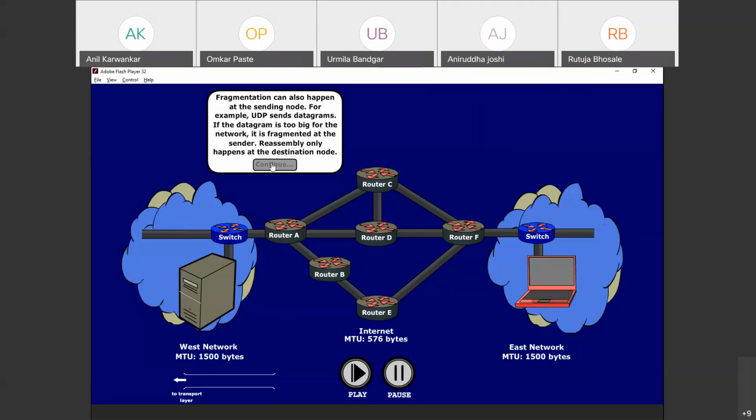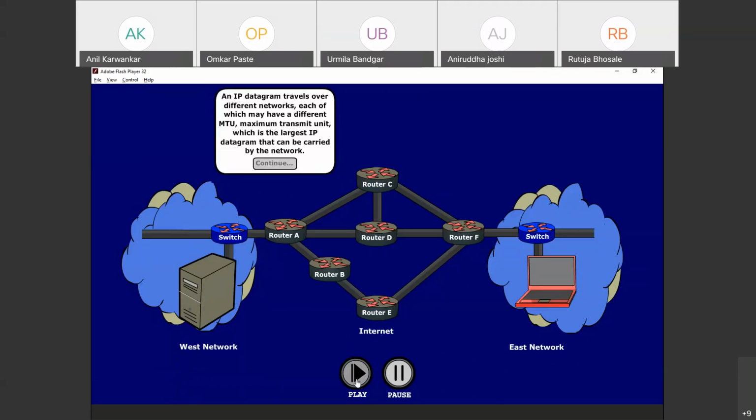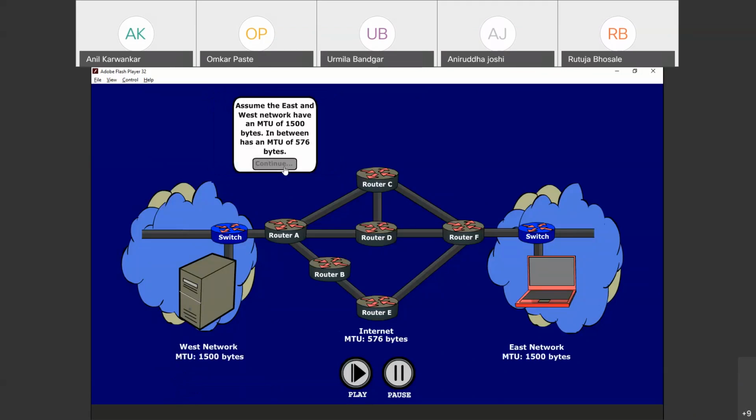The packet may avail any available path. Reassembly will be only happening at the destination node. Once again, we'll see this. An IP datagram travels over the different networks, each of which may have a different maximum transmitting unit, or maximum transfer unit, which is the largest IP datagram that can be carried by the network.